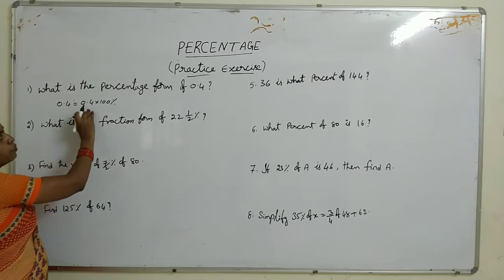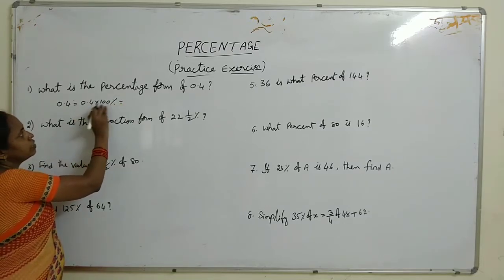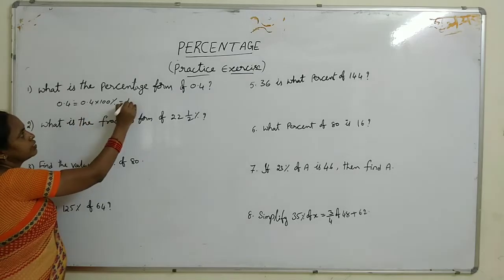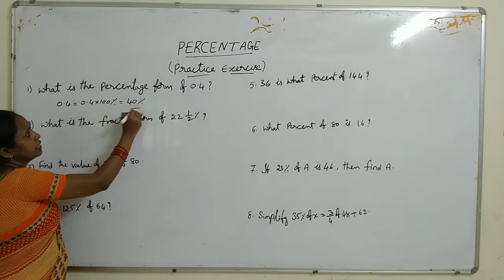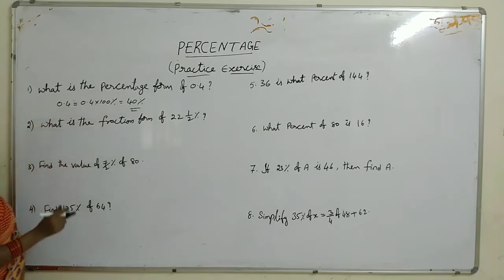That is 0.4 into 100%, equal to 1 decimal. For 1 decimal, the 1 and 0 cancel, so it becomes 40%. That means 0.4 equals 40%.